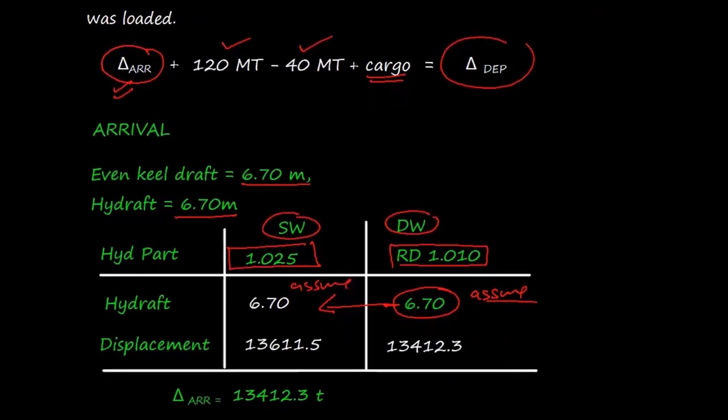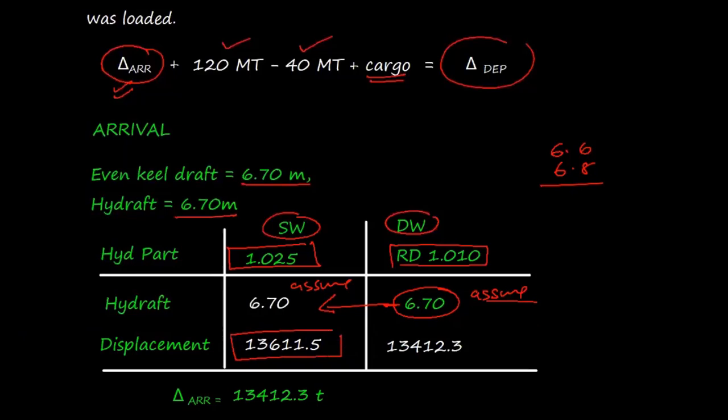Now for 6.7, you rightly said the value will be given for 6.6 and 6.8, right? So you can add and divide by 2, because that's a mid value. You get this, 13611.5.